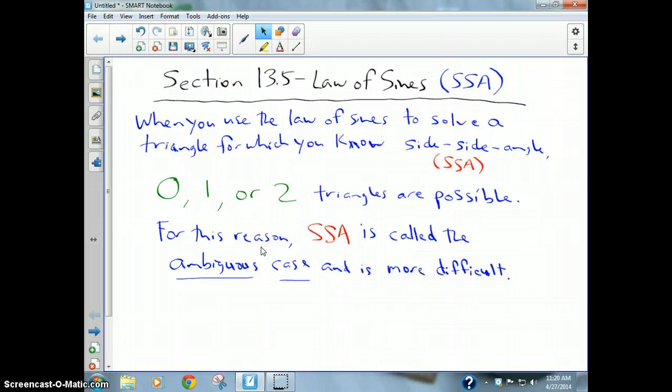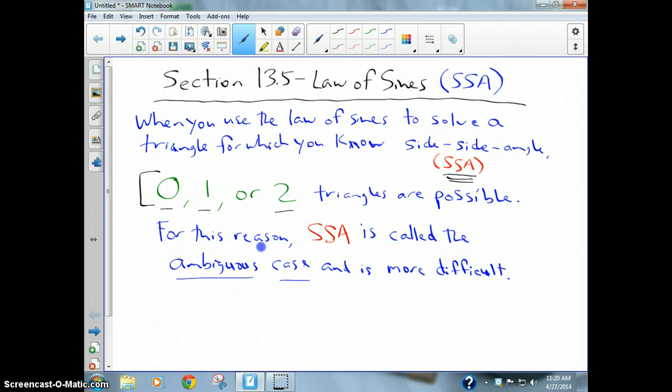Well, on the screen that you see, here's what you need to write down. When you use the law of sines to solve a triangle for which you know side-side angle, that really naughty word spelled backwards, either 0, 1, or 2 triangles are possible. Very ugly case. 0, 1, or 2. And that's what you've got to figure out when you solve these problems: how many triangles are possible. For this reason, SSA is called the ambiguous case and is a lot more difficult. Copy that down.